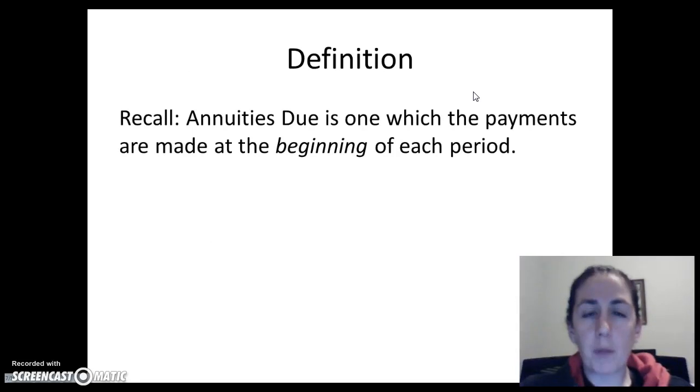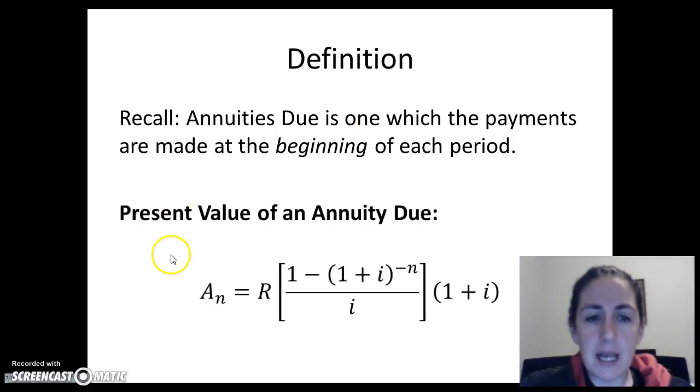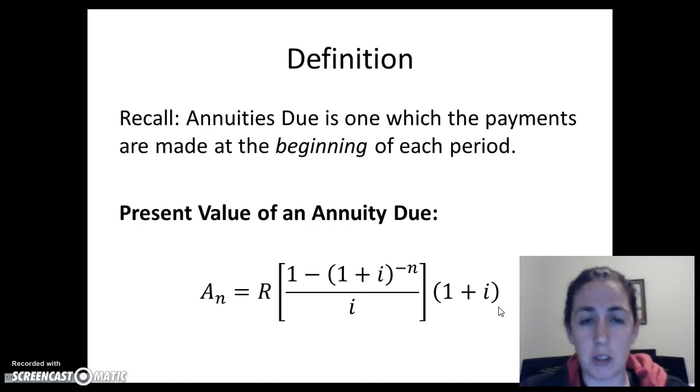So if you recall from previous lessons, annuity due is the one where the payments are made at the beginning of each period. So again, that keyword beginning. This means you're going to get that one extra interest payment. So it's the same formula as an ordinary annuity, but the annuity due has this extra 1 plus i at the end multiplied in for that extra interest payment.